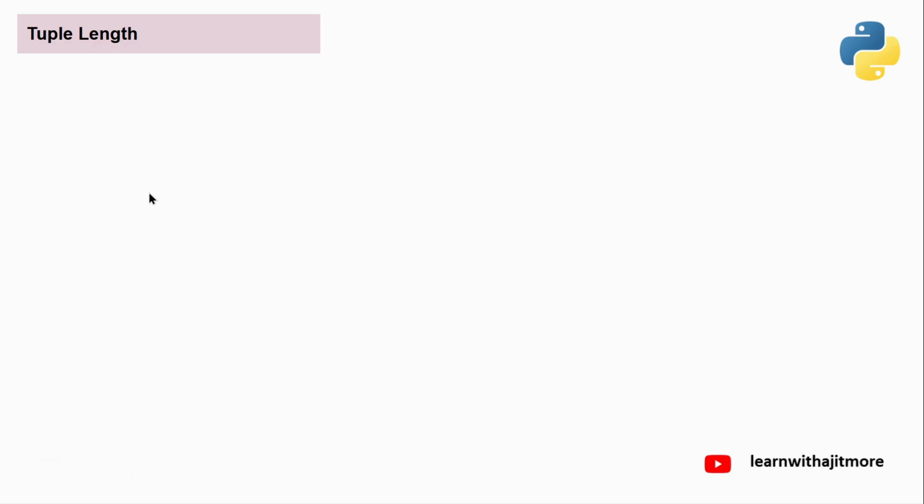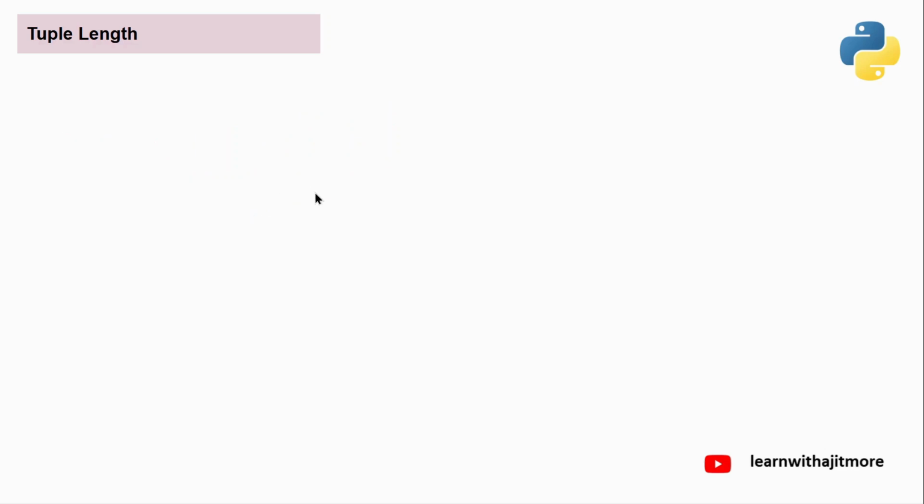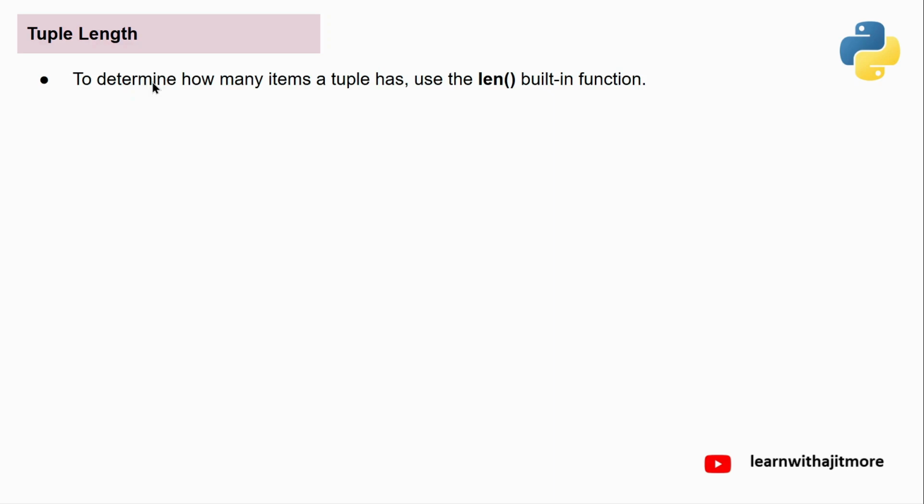Then if you want to find out how many elements are there in the tuple, we have a built-in function. It's not a method. It's a function provided by Python called len, and you pass your tuple. It will return one number indicating how many elements are there in that tuple. ठीक है तो वो tuple में कितने values हैं वो count return करेगा. ठीक है तो to determine how many items a tuple has, use the length built-in function.